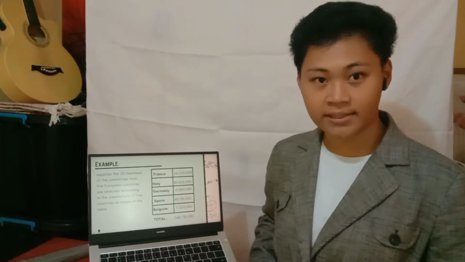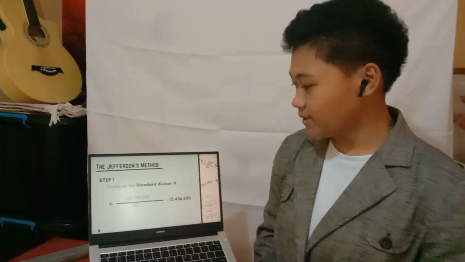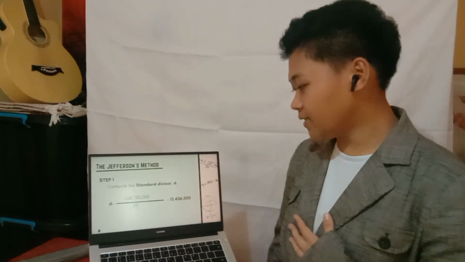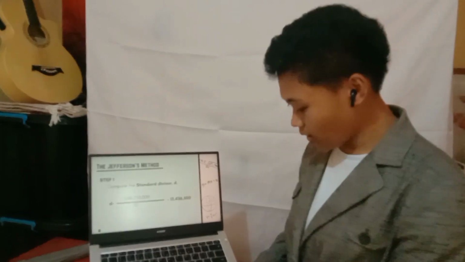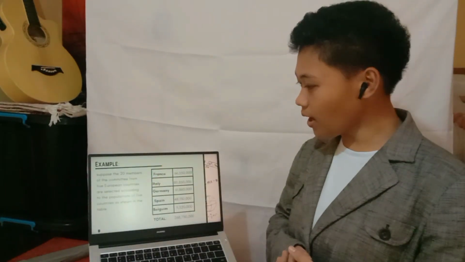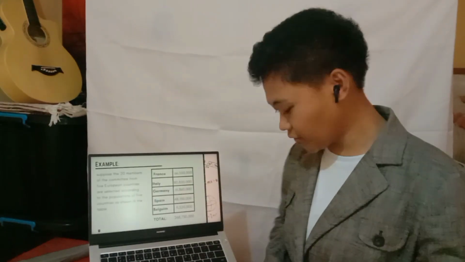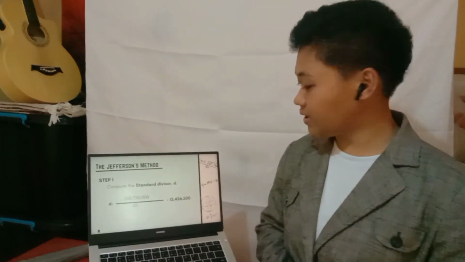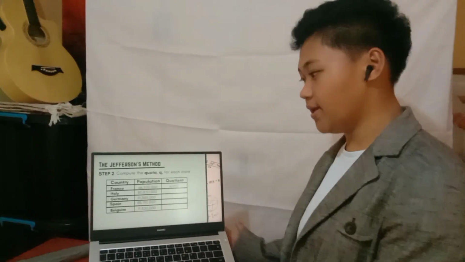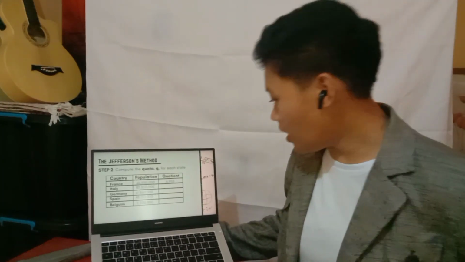So now we're going to proceed to step 1, where we find the standard divisor. So first step, of course, compute the standard divisor. It will be 268,730,000 divided by 20. Why 20? 20 is given here, and that is the number that we're going to apportion. So 268,730,000 divided by 20, and the result is 13,436,500.